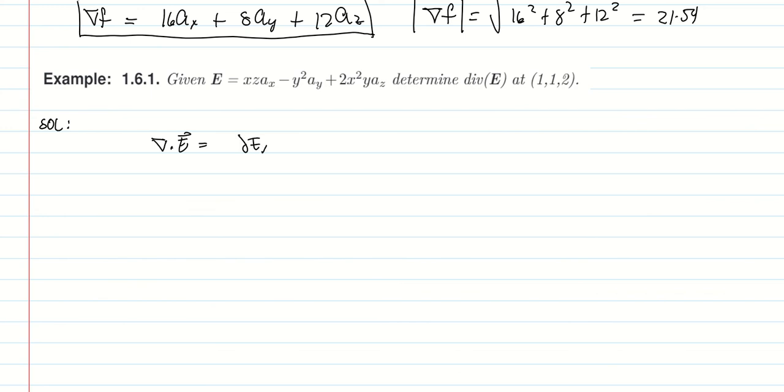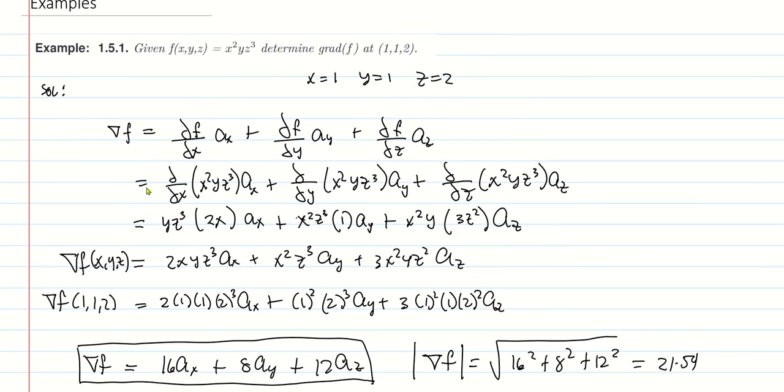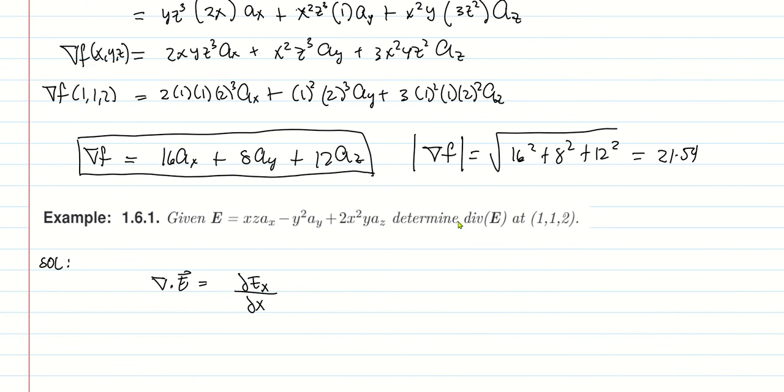Partial derivative of E with respect to x, the x component only. It's not the whole E. Unlike the gradient, where we take the partial derivative of the whole scalar field. Here we only need to take the partial derivative of the x component with respect to x, then the partial derivative of the y component with respect to y, and also the partial derivative of the z component with respect to z.